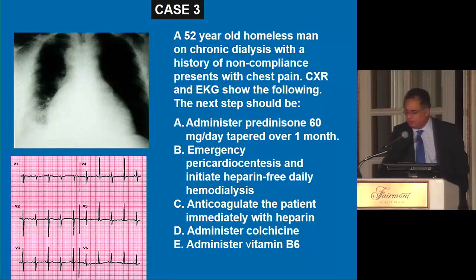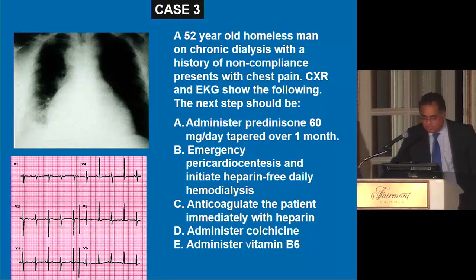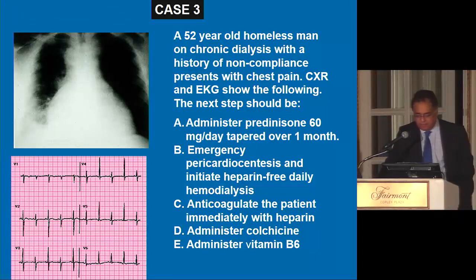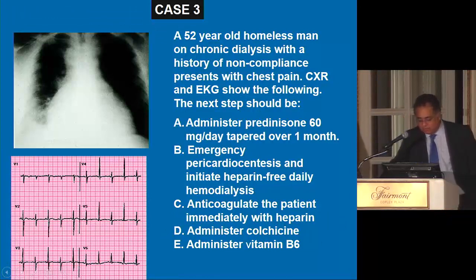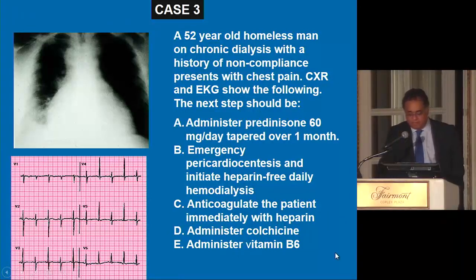Case 3. A 52-year-old homeless man on chronic dialysis with a history of non-compliance presents with chest pain. Chest X-ray and EKG show the following. And you can see the chest X-ray here and the electrocardiogram here. The next step should be: A, administer prednisone, 60 milligrams per day, tapered over 1 month. B, emergency pericardiocentesis, initiate heparin-free daily dialysis. C, anticoagulate the patient immediately with heparin. D, administer colchicine. And E, administer vitamin B6.